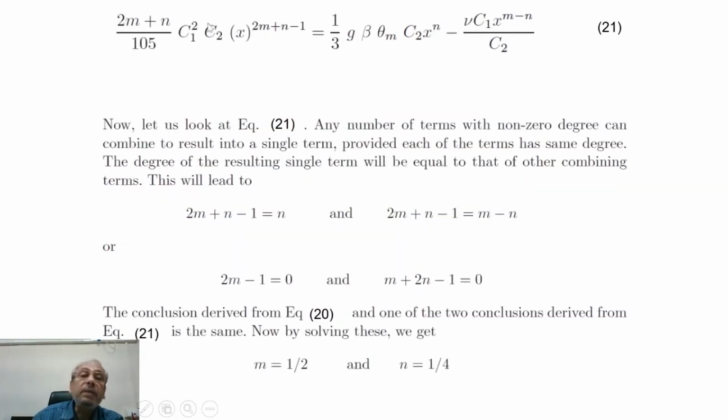Then we take up the next equation, which is the outcome of the momentum equation. Twice (m plus n) divided by 105, c1 square into c2, x power (twice m plus n minus 1) equal to 1/3 g beta theta m c2 x power n minus nu c1 x power (m minus n) by c2. Now let us look at equation 21.